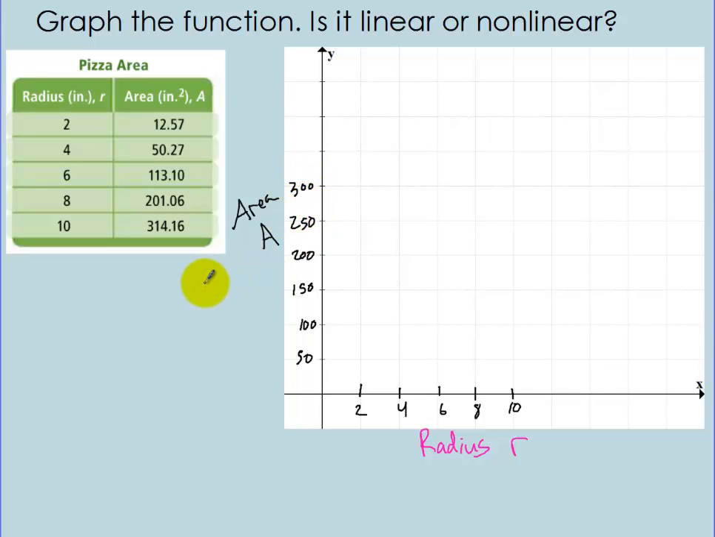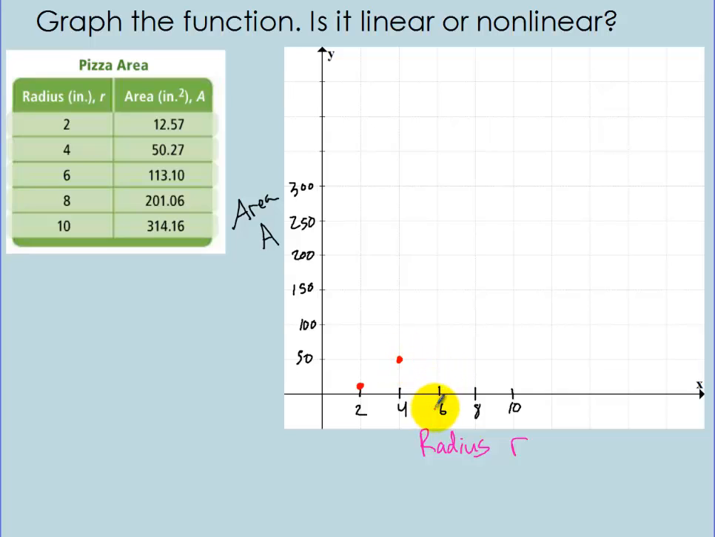So when we plot this, I know we're not going to be able to exactly get 12.57, but we'll get a pretty close estimate. So for the first point, 2 and 12.5, it's going to be 2's right here, and 12.5, I'm going to guess it's about right here. That's pretty close. Next one, 4 and 50.27, it's just above that. It's basically on that dot.